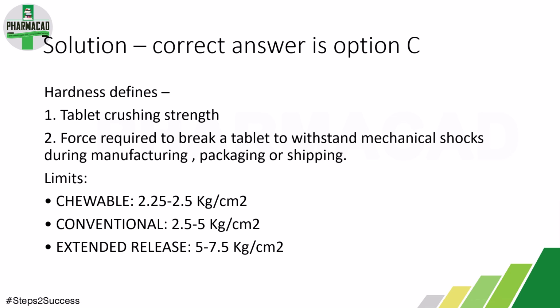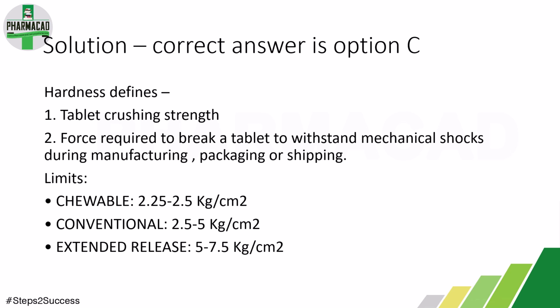Hardness is defined as a tablet crushing strain. Basically, एक टैबलेट को क्रश करने के लिए कितना प्रेशर रिक्वायर होता है, कितना फोर्स रिक्वायर होता है, उसको मेजर करने के लिए हार्डनेस टेस्ट परफॉर्म करी जाती है. It is a force required to break a tablet to withstand mechanical shock during manufacturing, packaging और shipping. So manufacturing, packaging और shipping में chances हो सकते हैं कि टैबलेट टूट सकती है. पहले ये टेस्ट परफॉर्म करी जाती है, फिर उसका पैकेजिंग शिपिंग होती है.